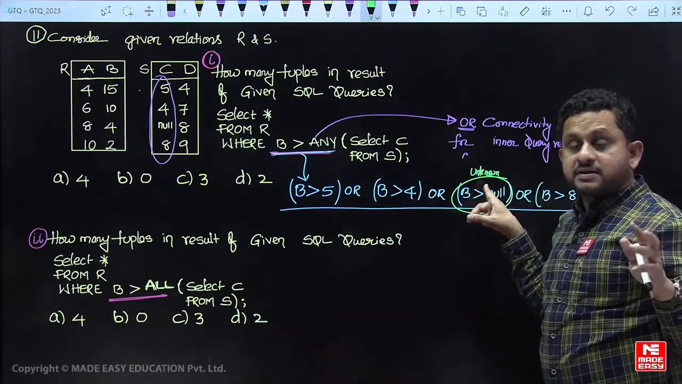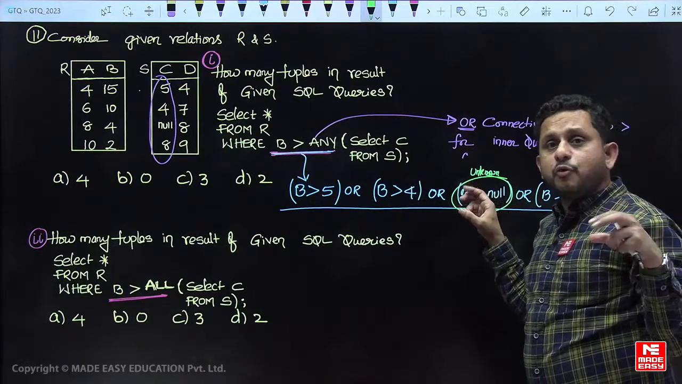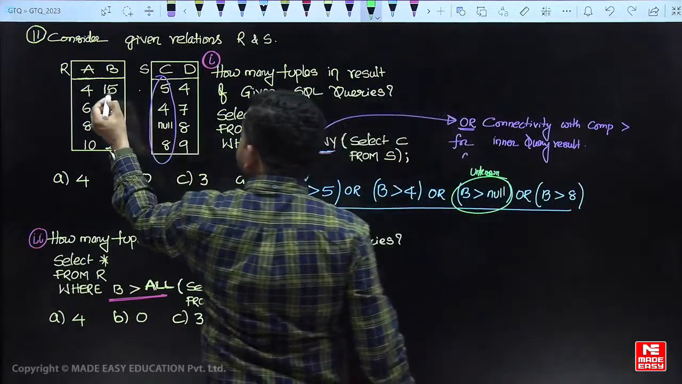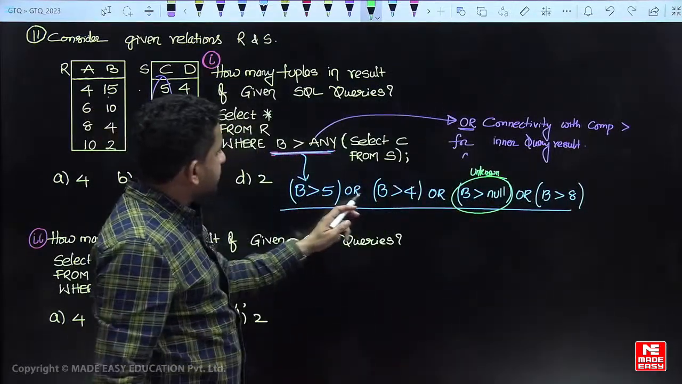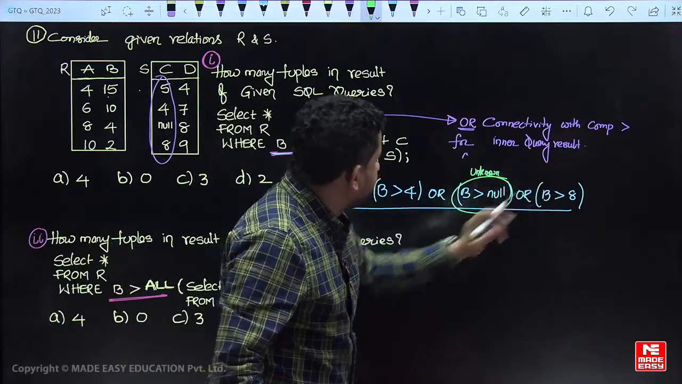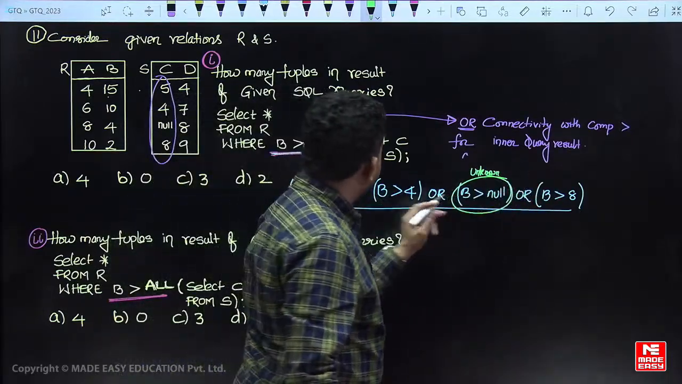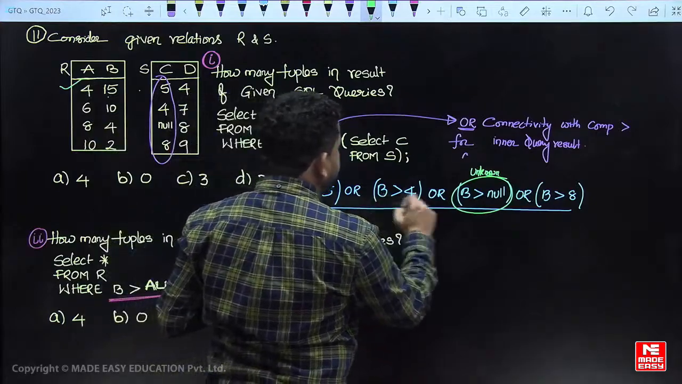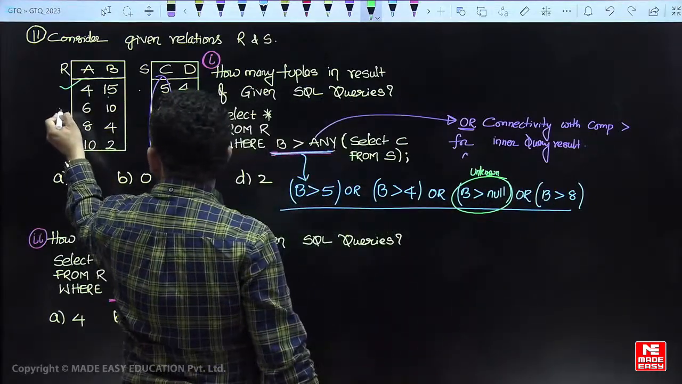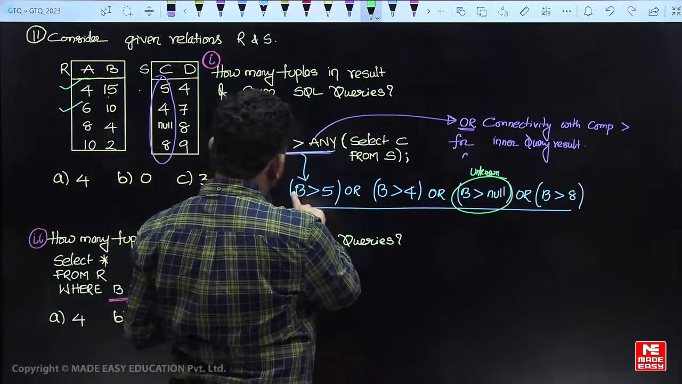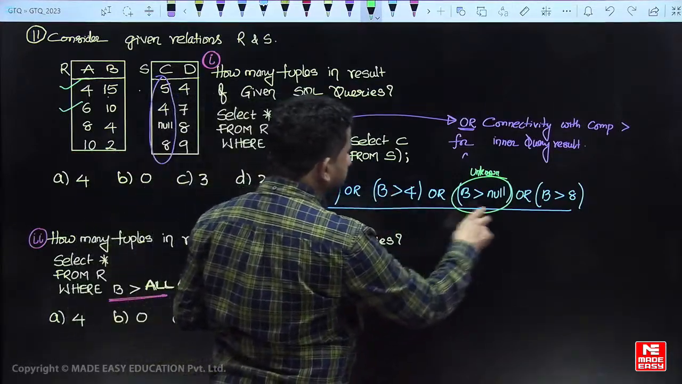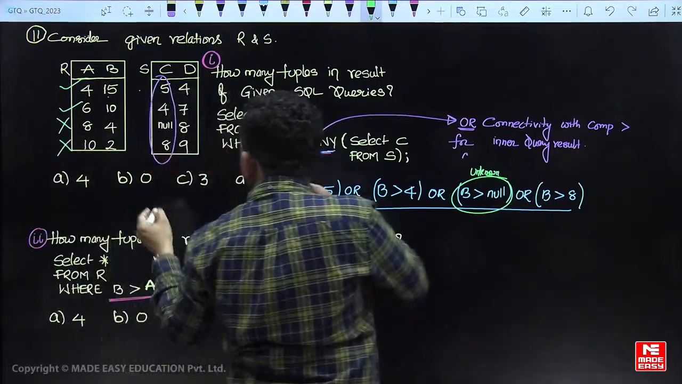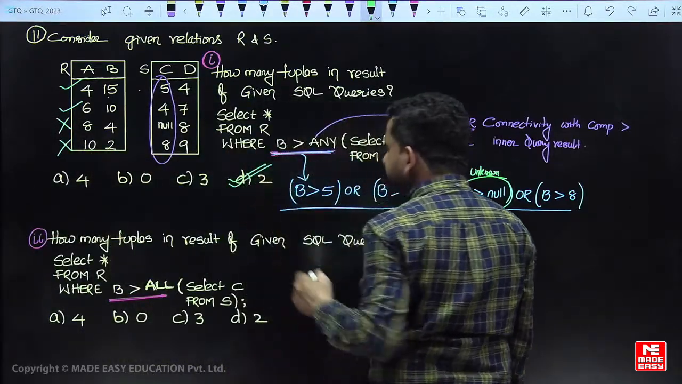Okay, but it's not going to violate the requirement of the given specification. If you take B as 15, is 15 greater than 5, 15 greater than 4, and 15 greater than 8? True, and this record is in the result. 10 greater than 5, 4, and 8 is also true. If I take 4, 4 greater than 5 is false, 4 greater than 4 false, 4 greater than 8 false, so 4 is not in the result. Two records in the first relation.